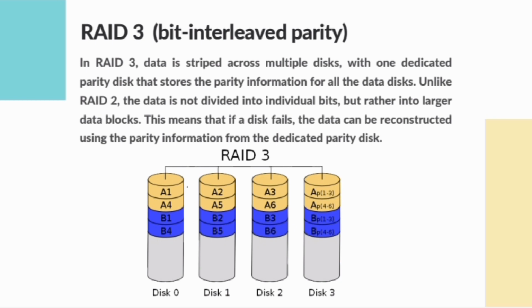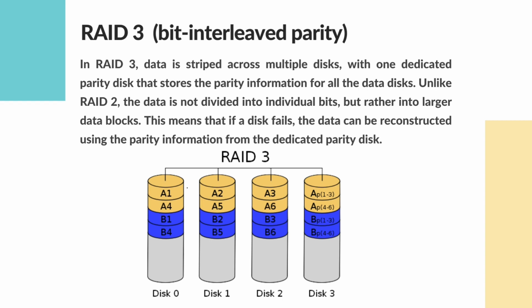In RAID 3, data is striped across multiple disks with one dedicated parity disk that stores the parity information for all the data disks. Unlike RAID 2, the data is not divided into individual bits but rather into larger data blocks. This means that if a data disk fails, the data can be reconstructed using the parity information from the dedicated parity disk. This makes it suitable for applications that demand the highest transfer rates in long sequential reads and writes, for example, uncompressed video editing. Applications that make small reads and writes from random disk locations will get the worst performance out of this level.